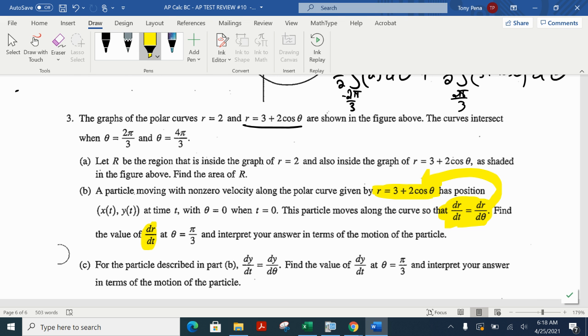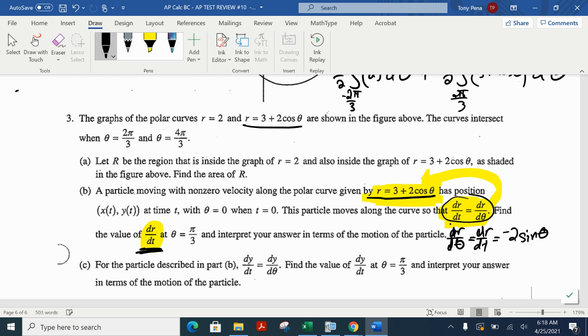So when they say find the value of dr dt, it's the same as finding the value of dr d theta. All they're really asking us to do in letter B is to take the derivative of this, because dr d theta is the same as dr dt. They're telling us that right here. So we would take the derivative of this. That's a simple little negative 2 sine of theta. We want to evaluate it at pi over 3.